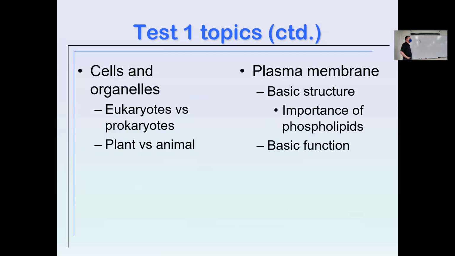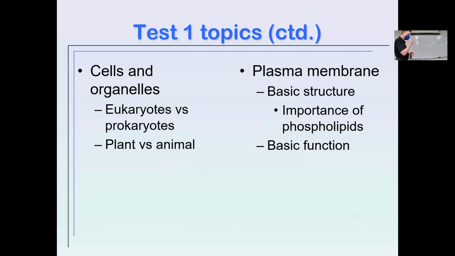Cells and organelles. Right, so we talked a little bit about cellular structure, different organelles within cells. What are some organelles that are common within all cells, both prokaryotes and eukaryotes? We talked about, not necessarily organelles, structures, because prokaryotes don't have organelles. There are some common structures between prokaryotes and eukaryotes. We talked about some organelles that are present in plant cells.